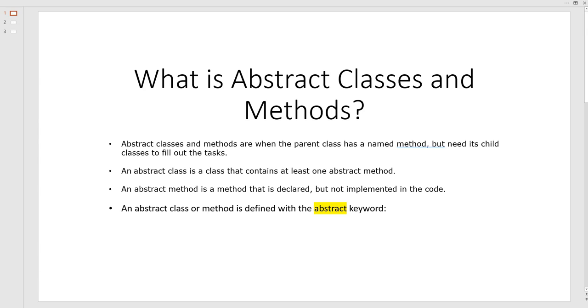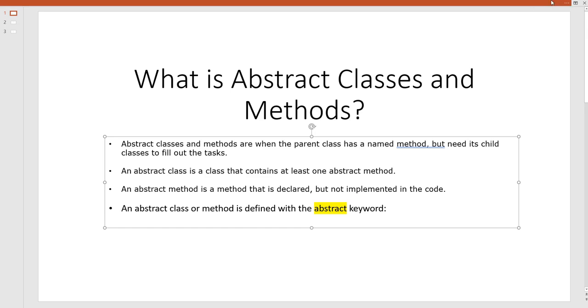That means we only declare the method within the abstract class, but we do the implementation within the extended class, otherwise known as the child class. An abstract class or method is defined with the abstract keyword. Let's go to the code and get a better idea.